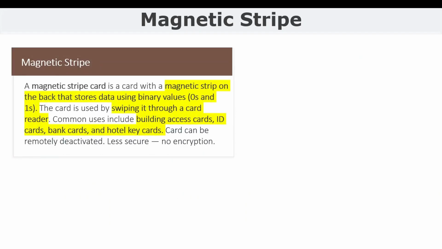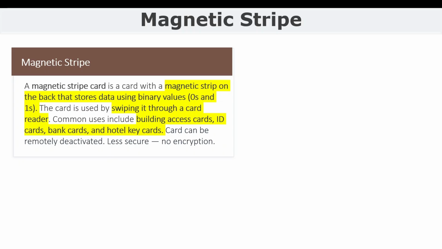The next one has to do with magnetic stripes. Typically, magnetic stripes are just cards with a magnetic layer at the back of the card, and it holds binary values. Basically, it holds your details, your ID, or it can hold your date of birth and some information that identify you as a user. So the card is used by swiping it through a card reader in order to have access to whatever you intend to use.